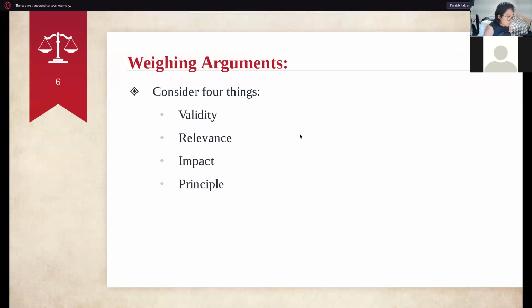So next, let's talk about weighing arguments. How do you want to weigh different teams above or below each other? This is the more intimidating part, and one of the things that takes a little more practice to get used to. There are four main things you want to consider, three of which I think are the most important: validity, relevance, and impact. The fourth you could probably talk about is principle. We'll go through each of these four.